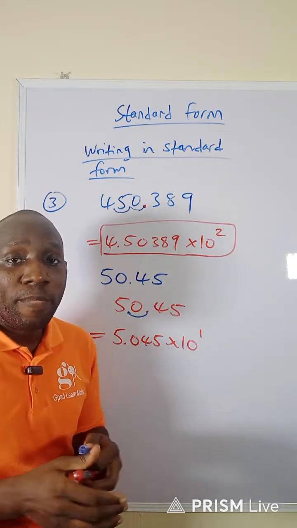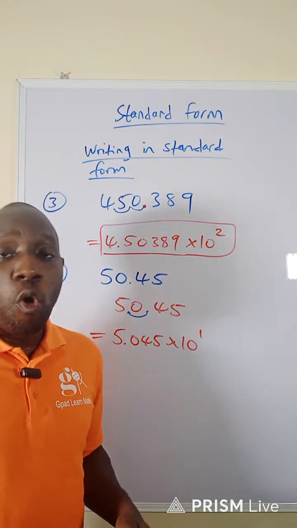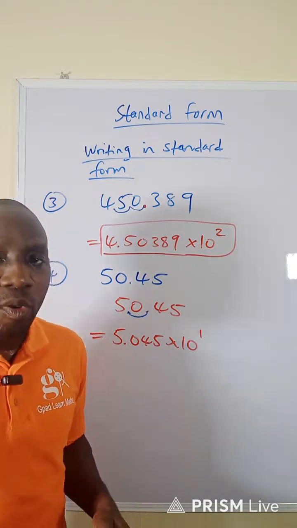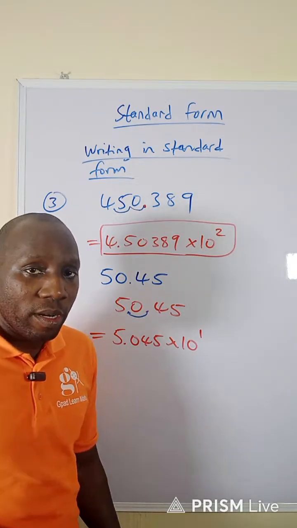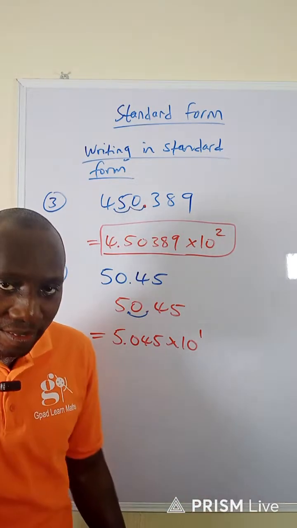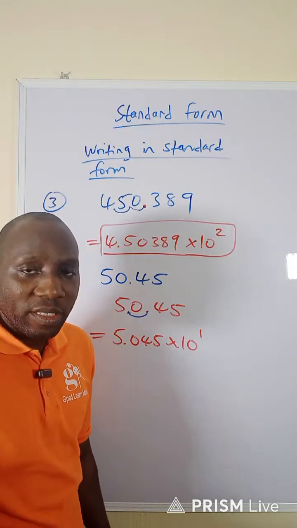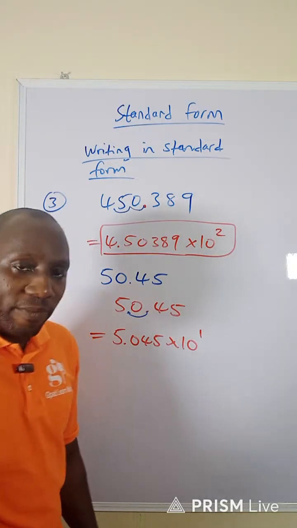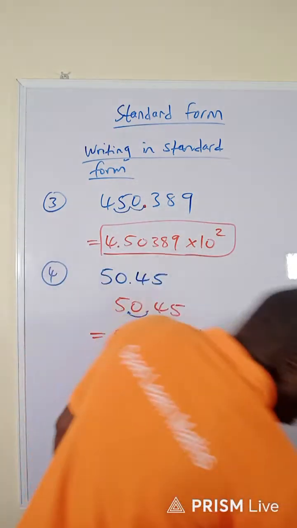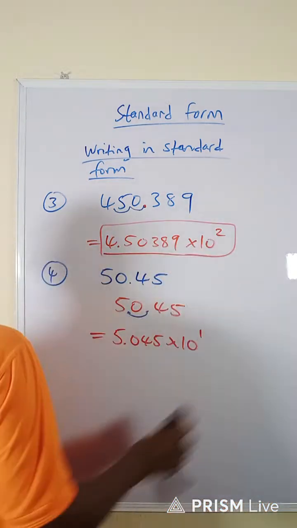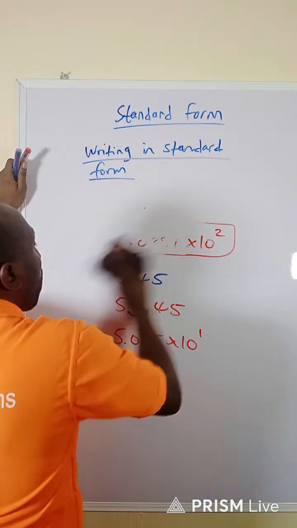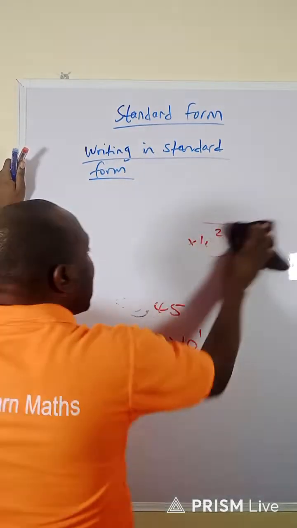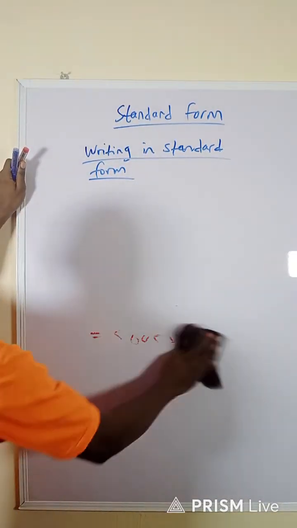So this is how you write numbers larger than 1 in standard form. We now want to look at numbers that are less than 1, like 0.5, 0.435, and all those kinds of numbers. That's what we'll be looking at next. Numbers that are less than 1.